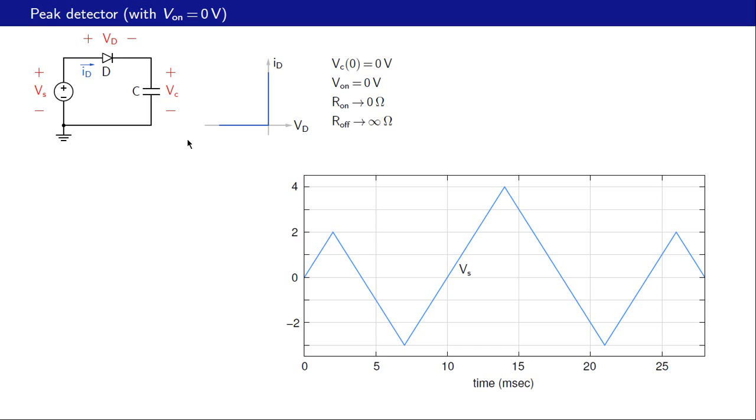Let us consider this circuit with a diode and a capacitor. The configuration is fairly simple, just these two connected in series. But it's very different than the circuits we have considered so far, which had diodes and resistors. And let's take a look at in what way the circuit with a capacitor is very different than a circuit with diodes and resistors.